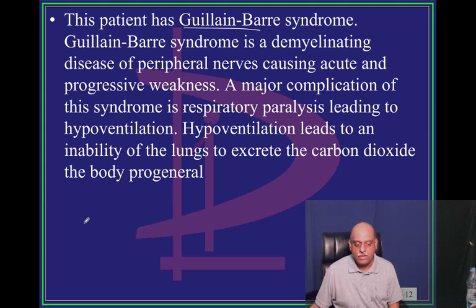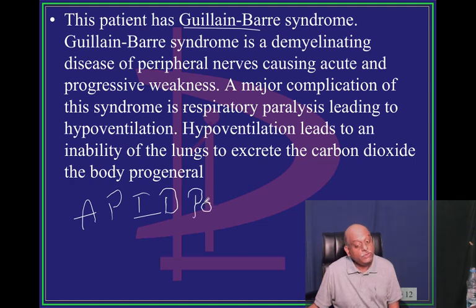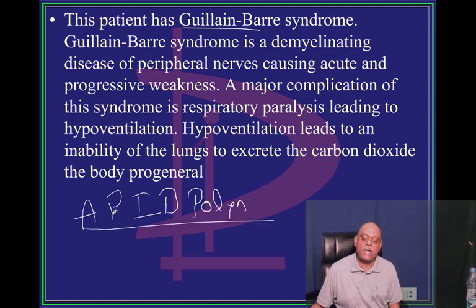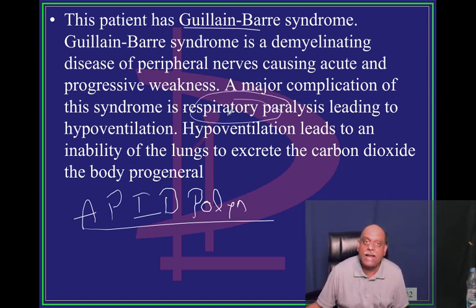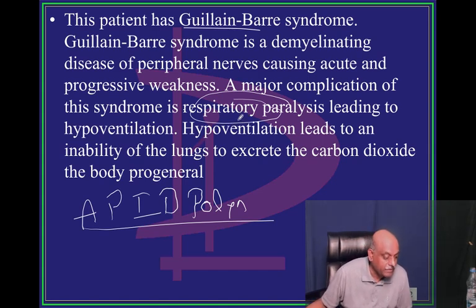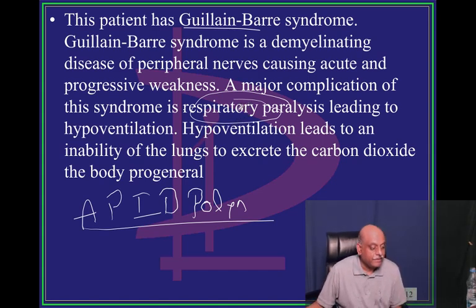What is the name? Acute post-infectious demyelinating polyneuritis is Guillain-Barre. One of the major complications of Guillain-Barre is respiratory paralysis.